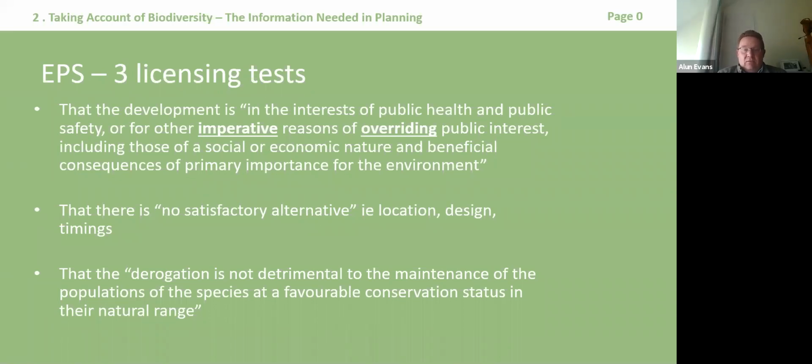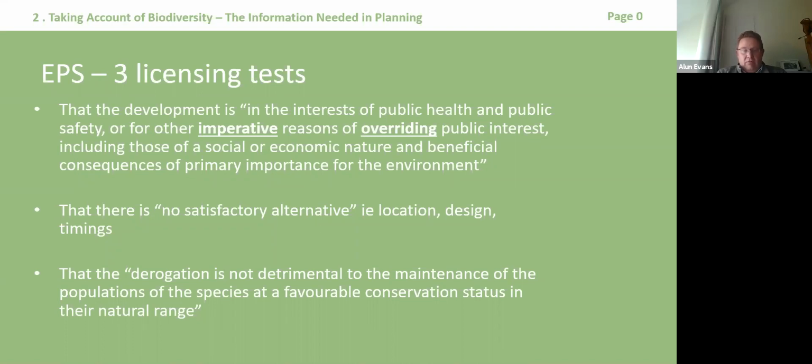And is it overriding? With a development that could cause harm to, say, a small pipistrelle roost, is the scale of development resulting from converting that barn acceptable given the limited impact on a very small population of bats, for instance? The second test considers whether there are any satisfactory alternatives. Can the proposed development be sited in a different location? Can it be designed differently to avoid impacts? Are there any different timings of the works, again, to avoid any impacts on the species in question?